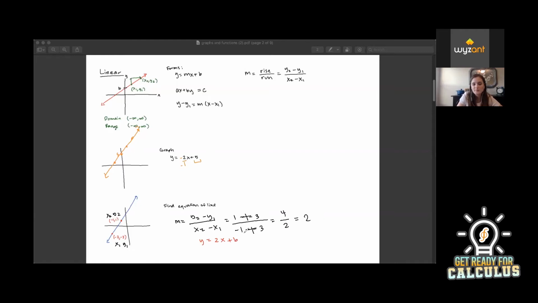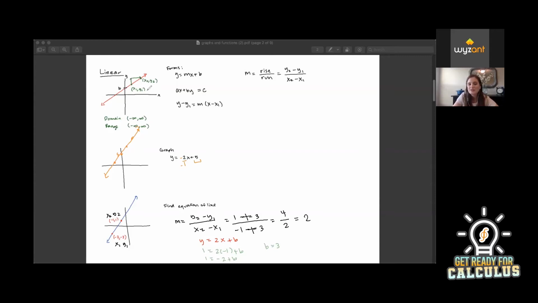y equals 2x plus b. We know for sure that both of these points need to be satisfied by this equation because they're points on the line. So one thing that we could do is pick either point and plug into here. So we could say 1 equals 2 times -1 plus b, and solve for b that way. So we get 1 equals -2 plus b, and then b is going to be equal to 3. Either point would get us the same exact answer.